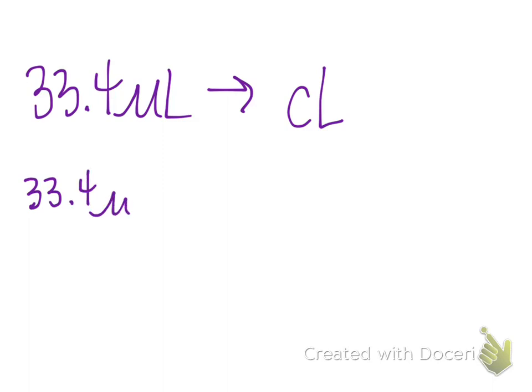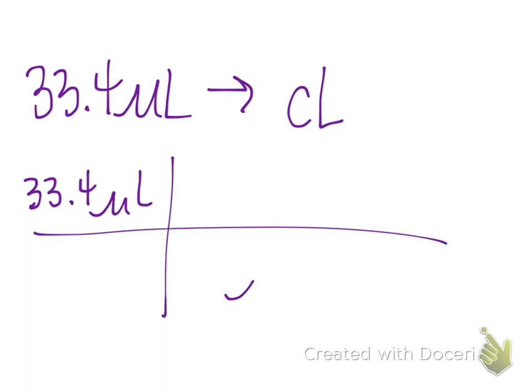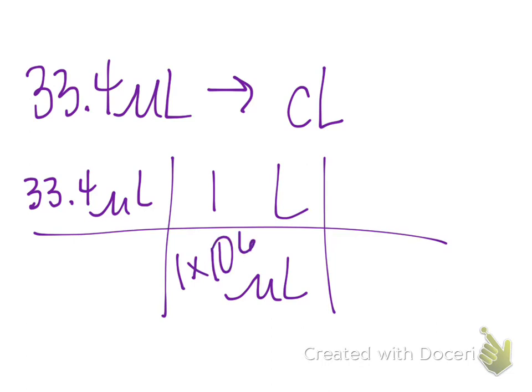33.4 microliters. Microliters goes on the bottom. Liters goes on the top. Liters is our middleman, right? That's the base. In 1 liter, there is 1,000,000, or 1 times 10 to the 6 microliters. So I've canceled my units there. I want to go from liters to centiliters. Liters is the bigger unit, so it gets the 1.